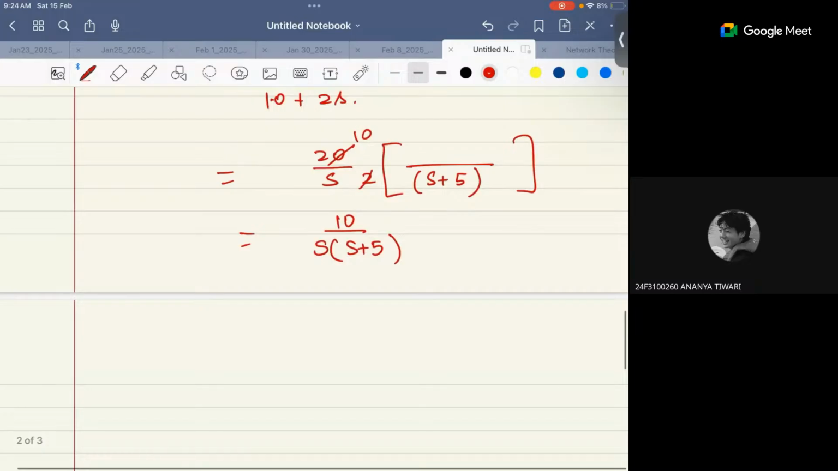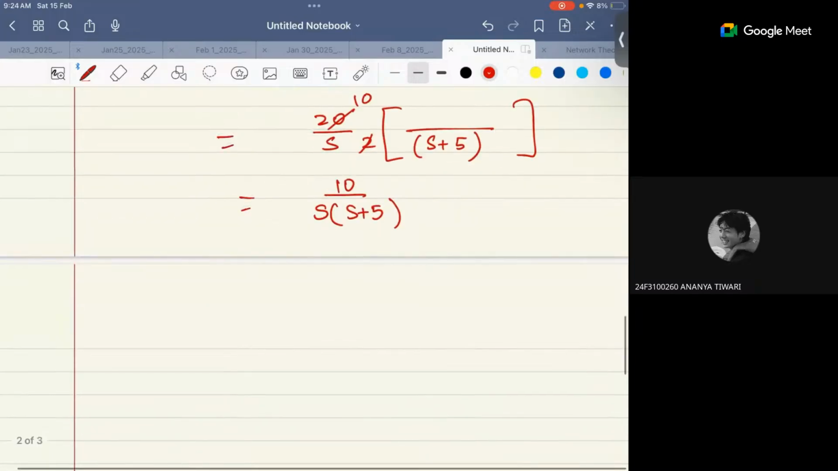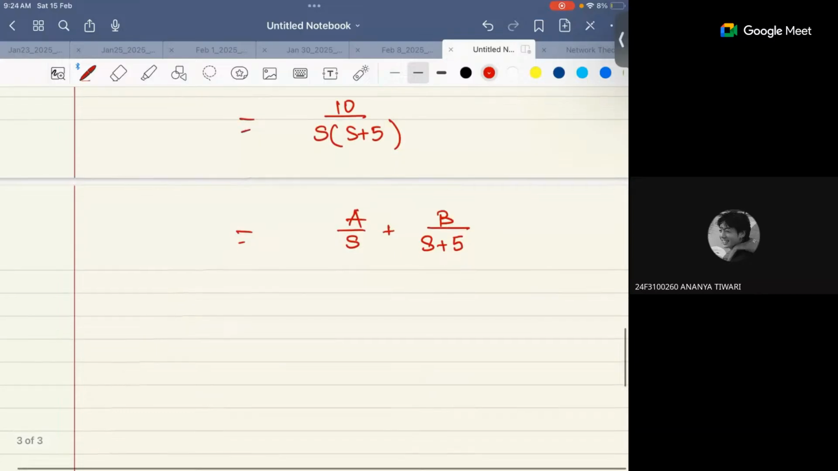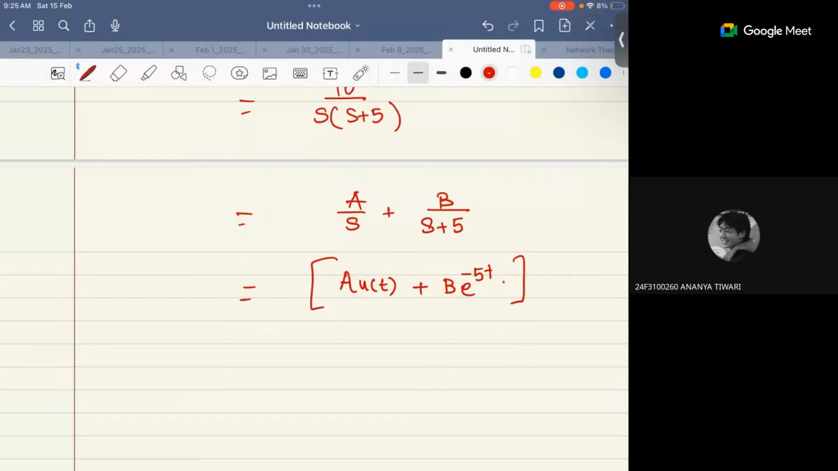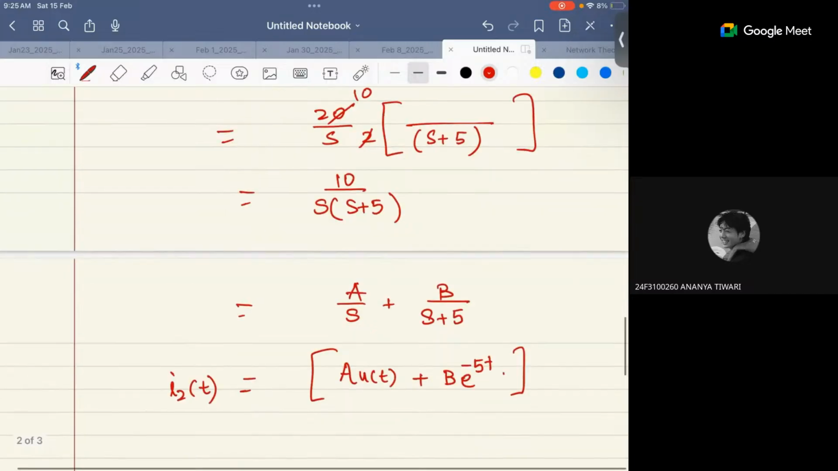So yeah, you'll be left with something. You can write it in the form of 10 K upon S plus, right? So A and B you can calculate. So your equations will be something in the form of A plus B e to the power minus 5t or something like that. Okay, so this will be the equation of I2t. And A and B you already know how to calculate.